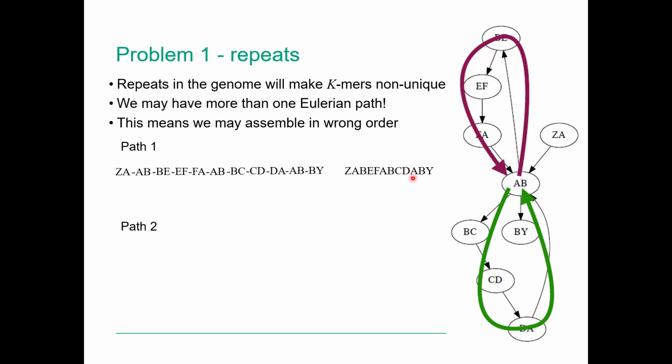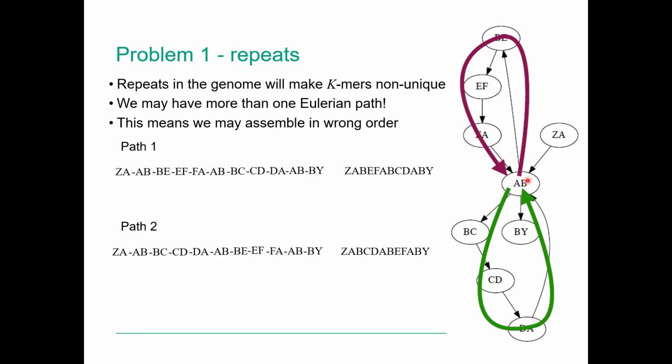But if you do it in the reverse order, you follow the exact same graph, and instead of choosing the red path first, you choose the green path first, and then you add the red one in the second part, and then you have a completely different sequence.